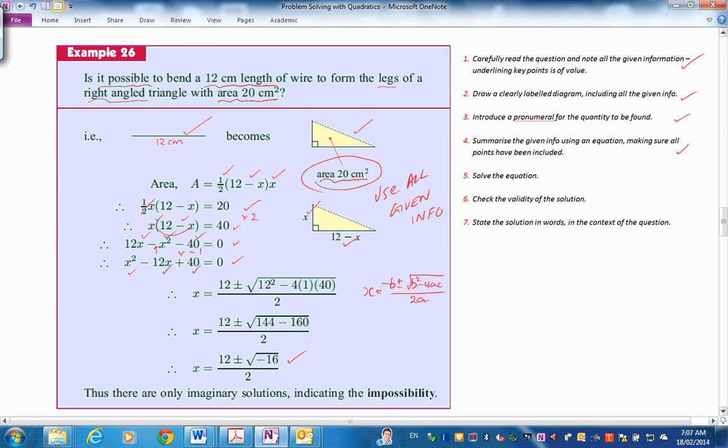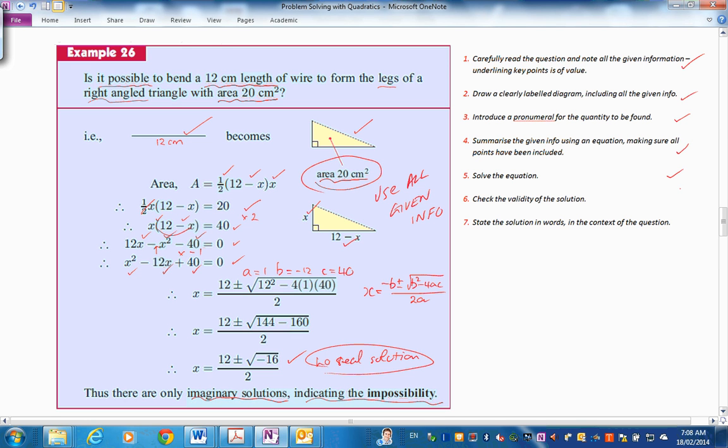The square root of negative 16 comes out there. Let's just put the numbers in. A is 1, B is negative 12, C is 40. And there is no real solution to that. Remember that's complex number stuff, to find the square root of a negative. So there are only imaginary solutions, indicating it's impossible to bend that to form a right angle triangle with an area of 20. So we've done it.